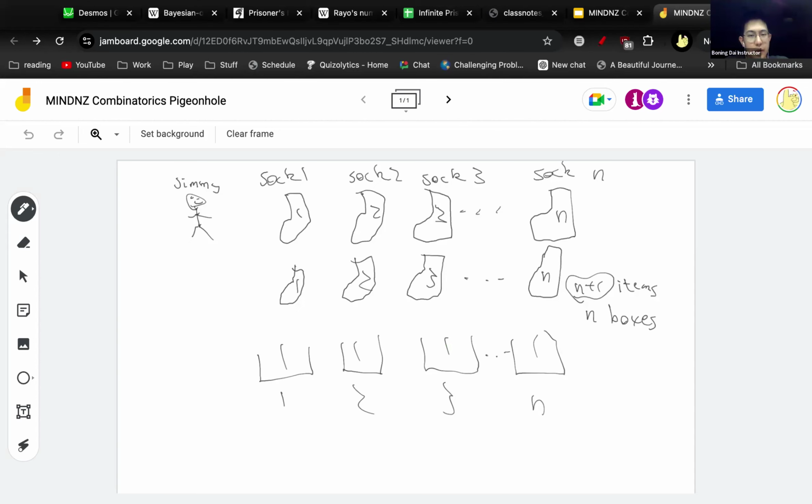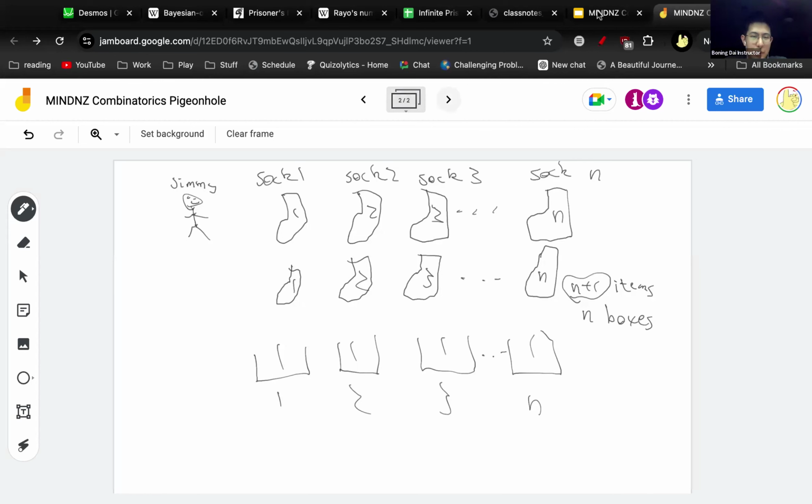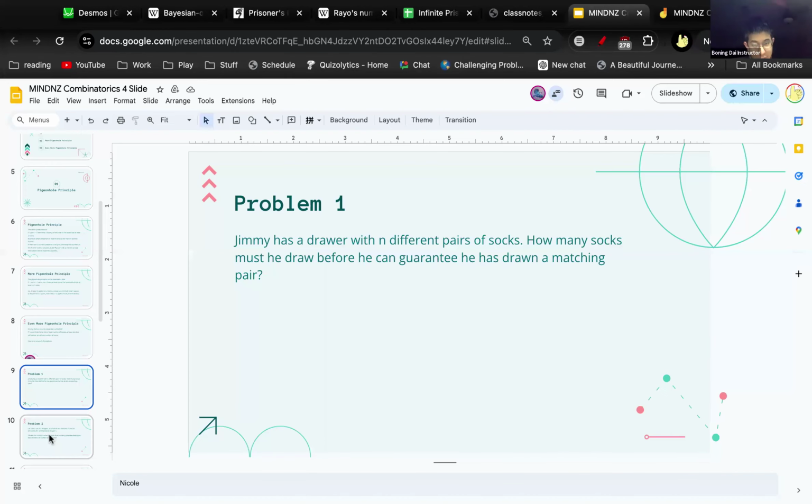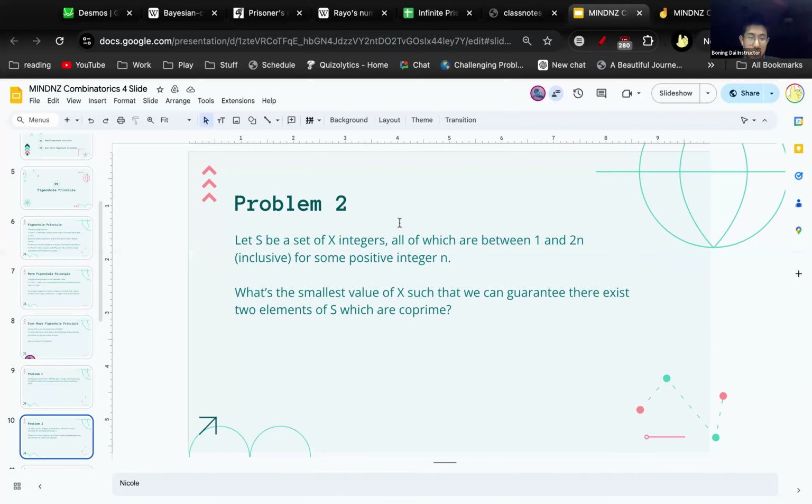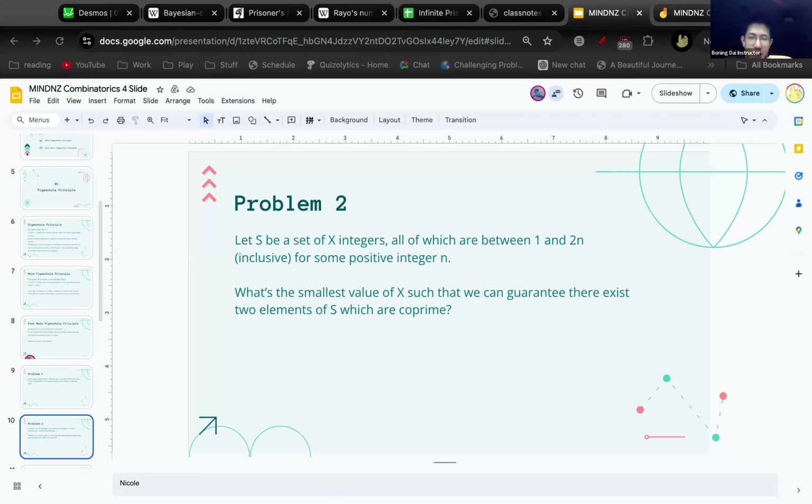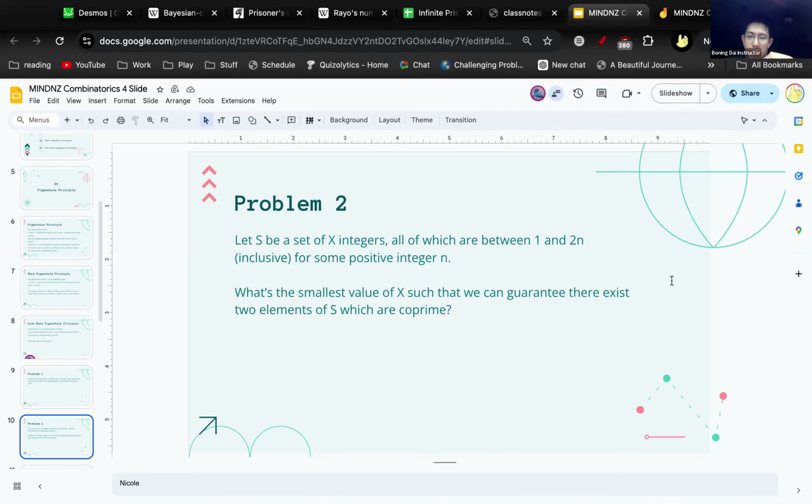Okay. Now let's go to the next problem, because this is just going to be a problem session, because there's literally nothing to teach on Pigeonhole Principle except for doing problems. And let's do problem 2. So if there are x integers and all of them are between 1 and 2n inclusive, what's the smallest value of x such that we can guarantee that there exists 2 elements of S which are co-prime?